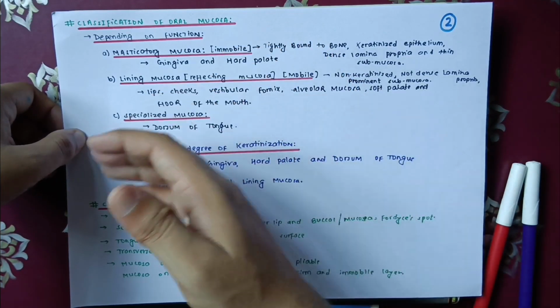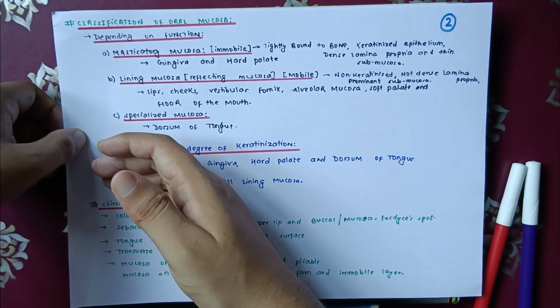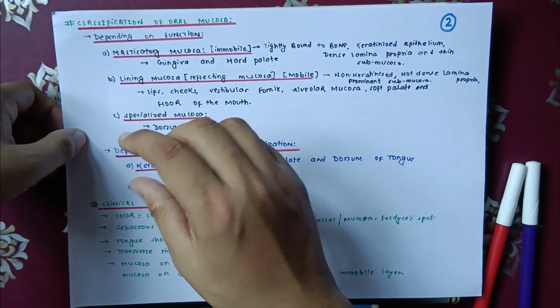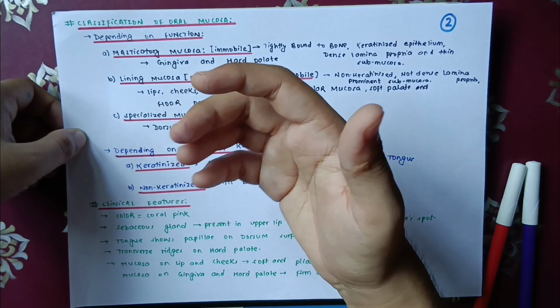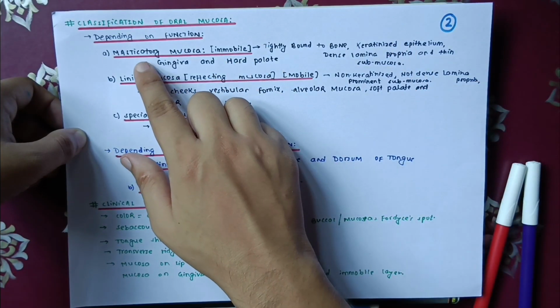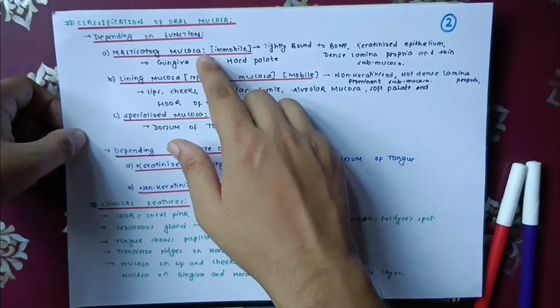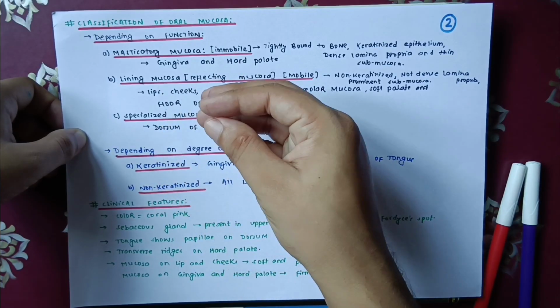So as I have discussed previously in the introduction part of the oral mucosa, the structure varies in the oral mucosa, and they are different due to the adaptation to the function. So there are different masticatory mucosa, lining mucosa, and specialized mucosa present in the oral cavity depending upon the function.